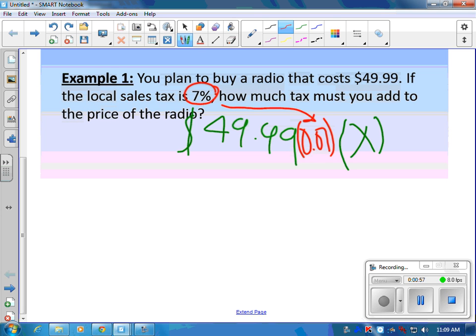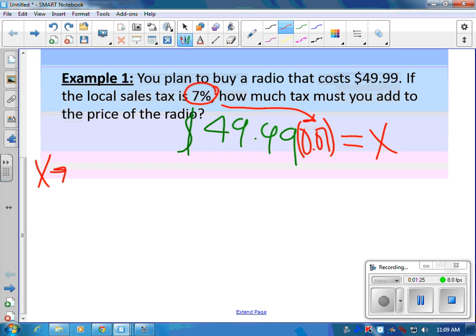Is that the only problem with this equation, Zach? So first of all, we didn't even write an equation. We wrote an expression. To have an equation, we have to have an equal sign. So $49.99 times 0.07 equals x. If I use a variable, I need to name it. So what does my variable represent in this problem?